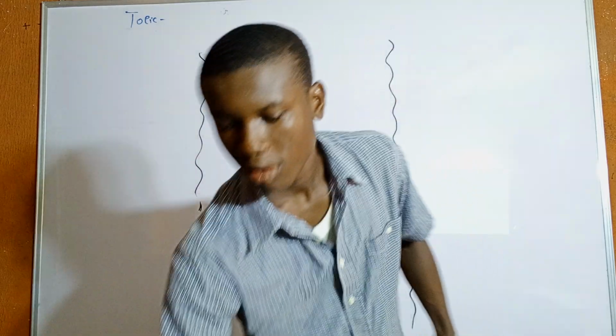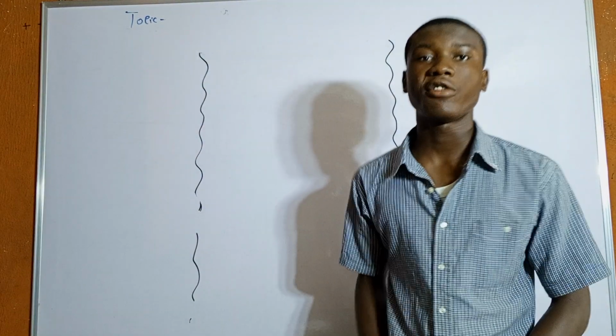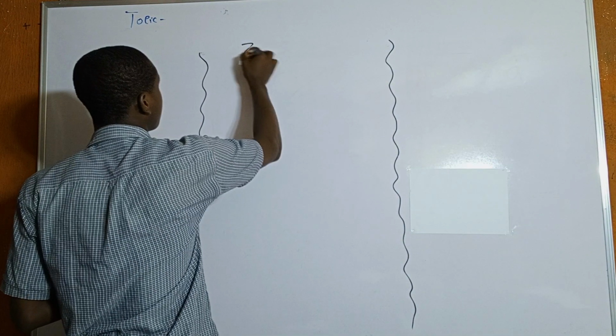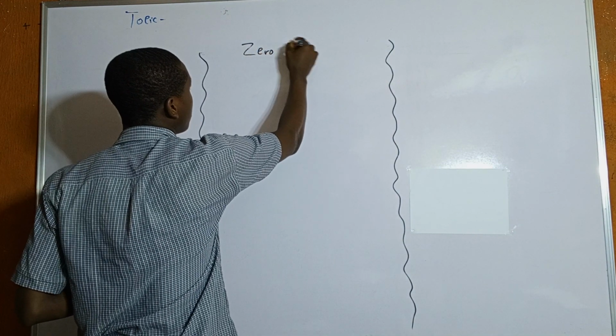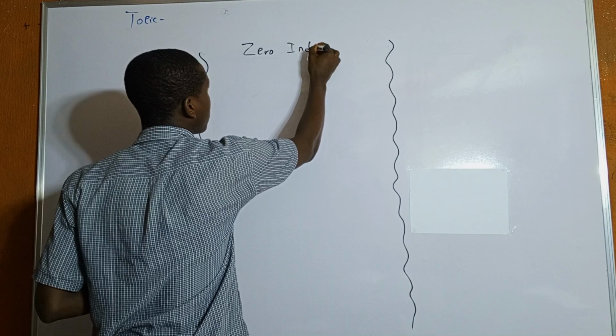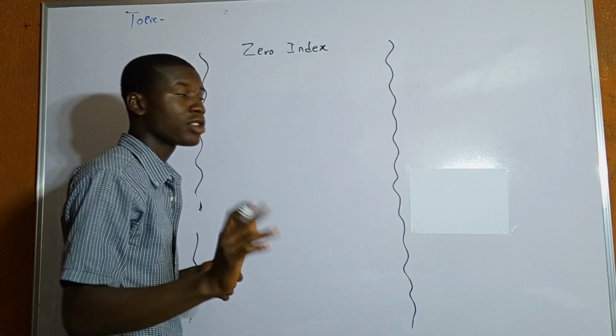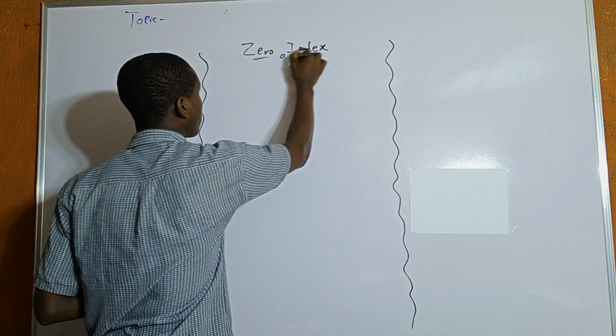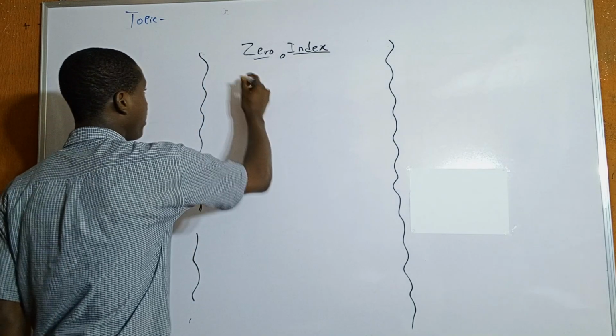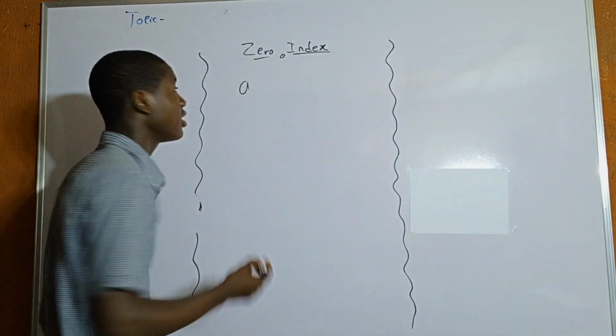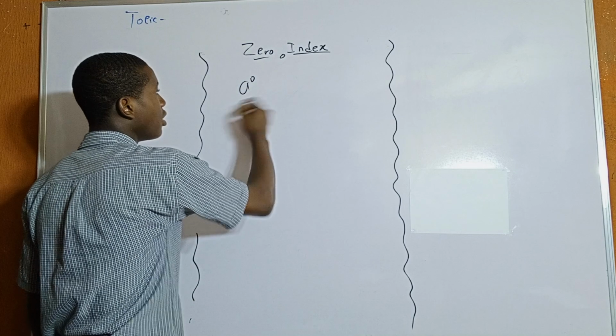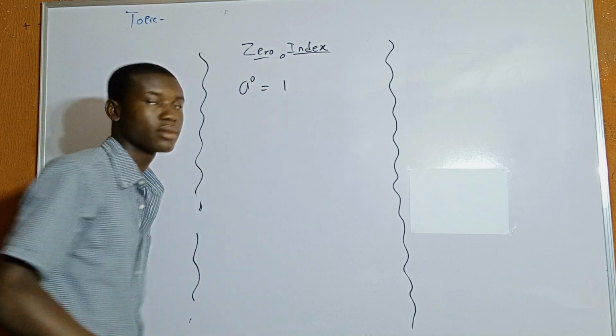Hello viewers, today we're going to be discussing the fourth rule of indices, which is the zero index rule. Zero index, and it is the fourth rule of indices. It says that if a, or any number, is raised to power 0, it will be equal to 1.